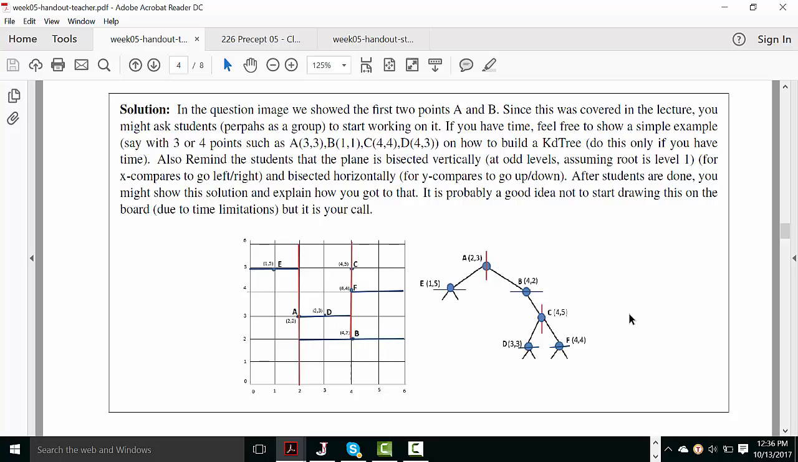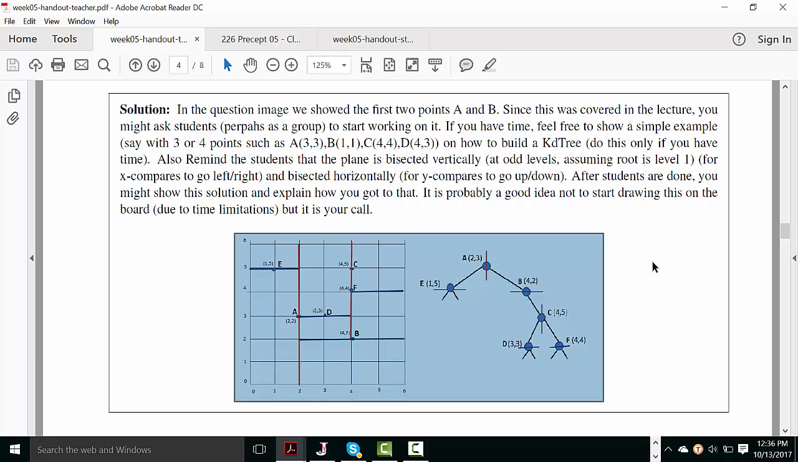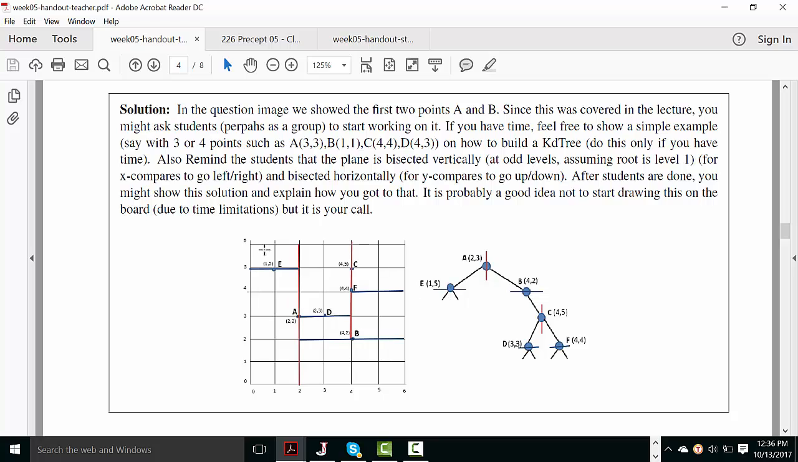Now we get E. When E comes in, we compare x coordinates: 1 is less than 2, so we go to the left and then we insert E there. The bounding box for E is going to be this one here. Now when you get to F, again, we do comparisons, first by x, then by y. We go all the way and insert it here.